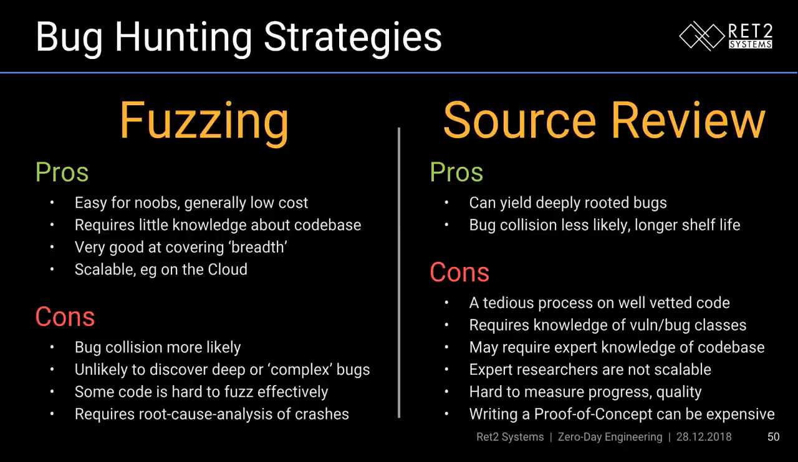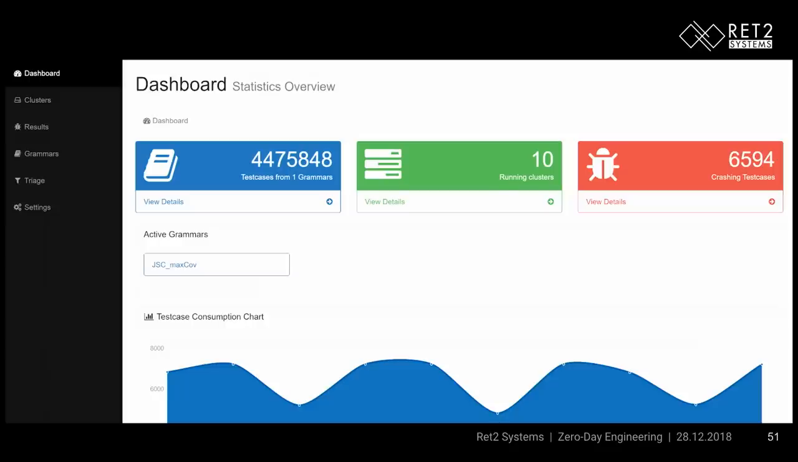Okay, so source review is the other main strategy. Source review is often much harder for novices, but it can produce some high-quality bugs when performed diligently. If you're looking to just get into this stuff, I would say start real simple. Start with fuzzing and see how far you get. So for the purpose of this talk, we're mostly going to focus on fuzzing.